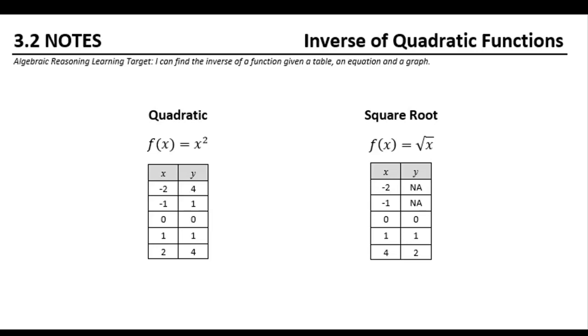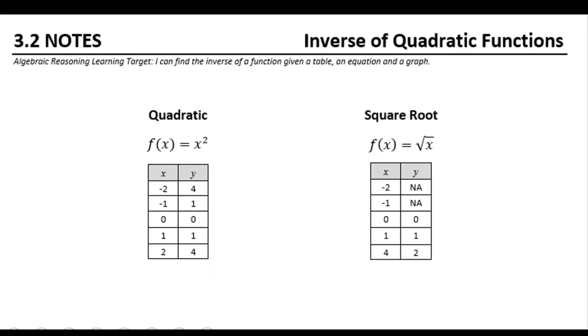We did quadratic crash course last week, so you know what this looks like. It looks like a U shape. It's a parabola, right? And then today, we're finding its inverse, which is this thing, a square root function, okay? Now, notice on this table, it says NA, that means it does not exist. There's nothing there.